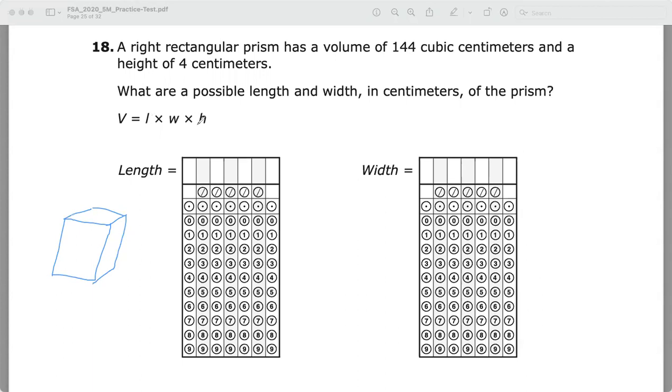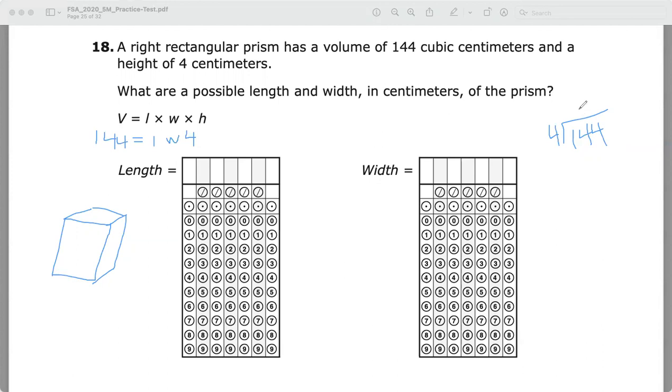width times height, or area of the base times the height, either way. We know the height is 4, so we could plug in what we know. 144 is the volume equals the length times the width times the height. So if I want to know what the possible length and width are, I have to divide 144 by 4. So no calculators. I can do this. My brain is getting stronger by doing long division.